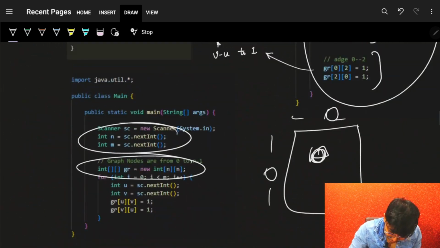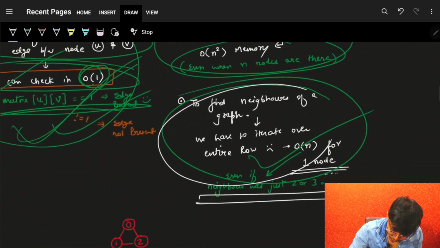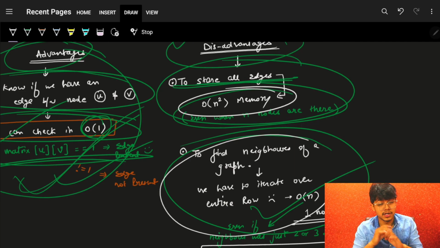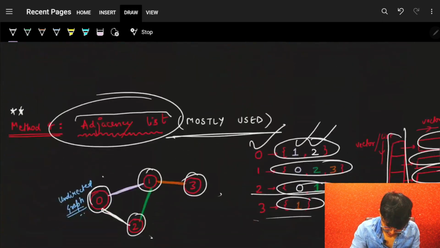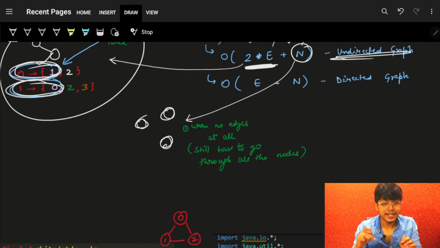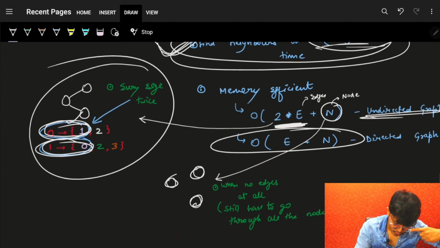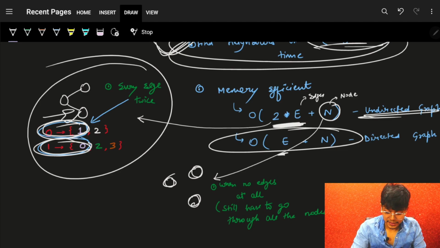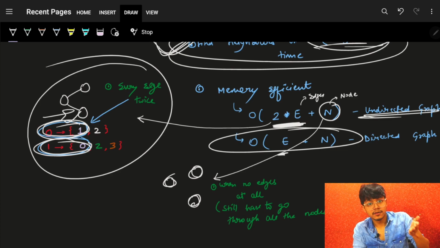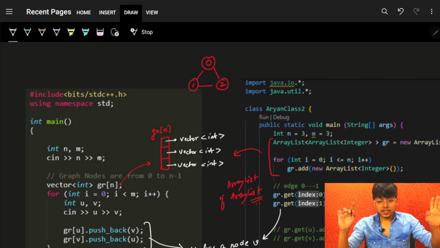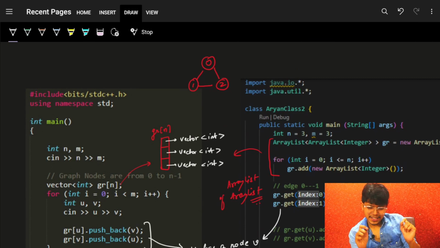While in the case of our adjacency matrix, you saw we have a memory of O of N squared. That's pretty large. Here it's nothing but O of 2 into E plus N. And for a directed graph, as we have only one direction, so only one edge, it is just O of E plus N. The code, see it pretty carefully.